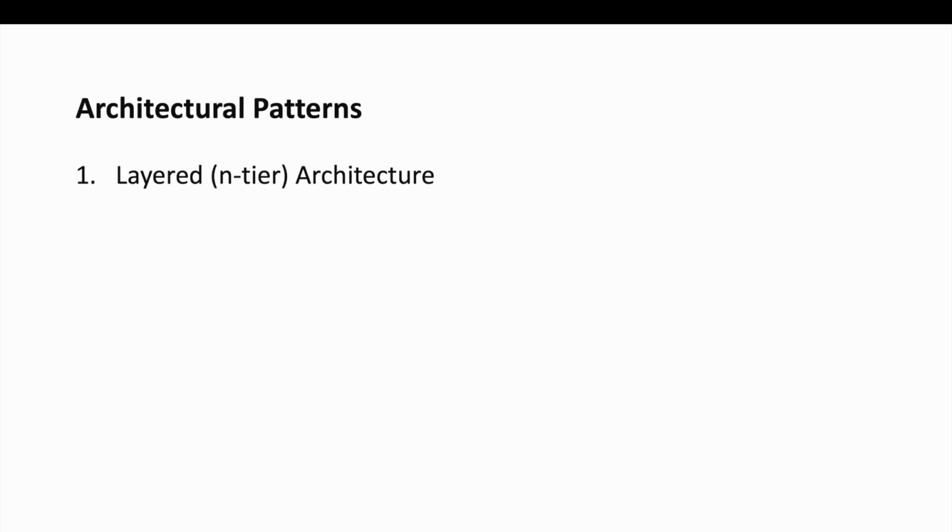Now this divides the system into layers with specific roles and responsibilities. Common layers include presentation, business logic, data access, and data storage. Changes in one layer usually do not affect others, promoting separation of concerns.